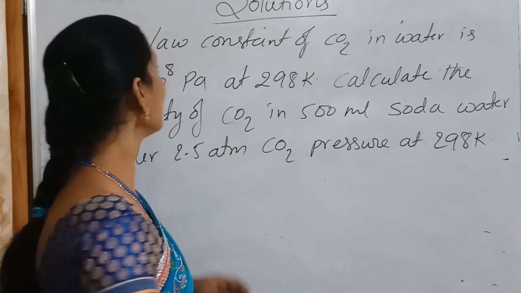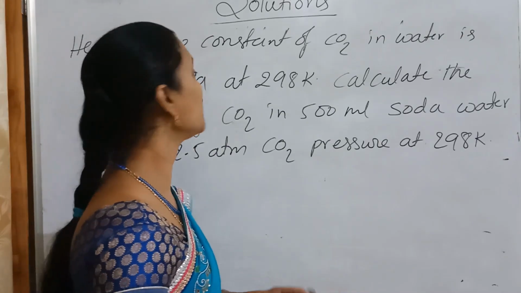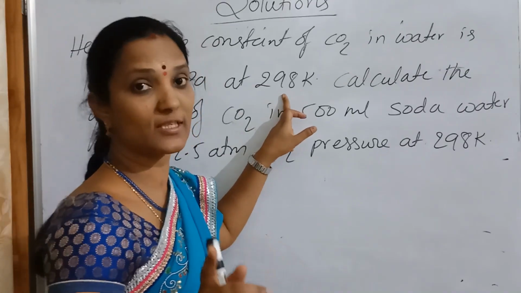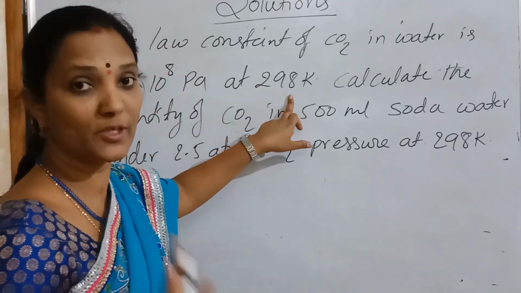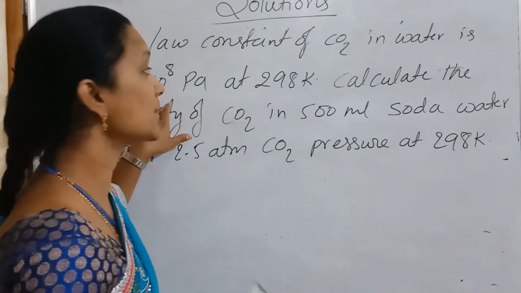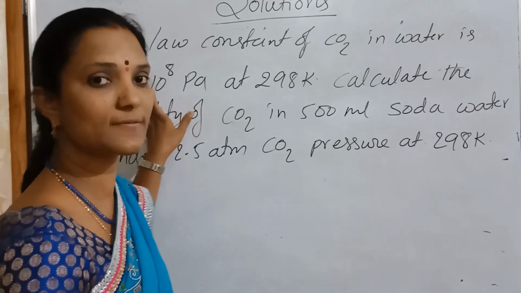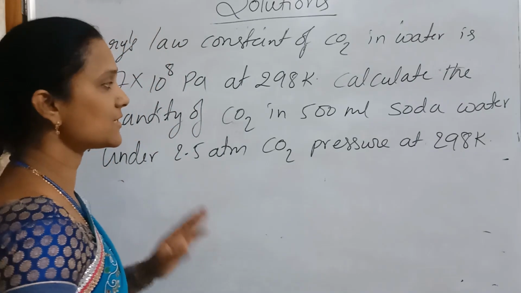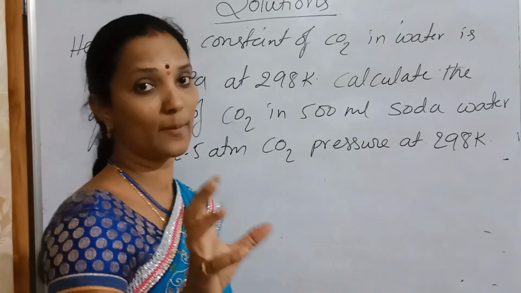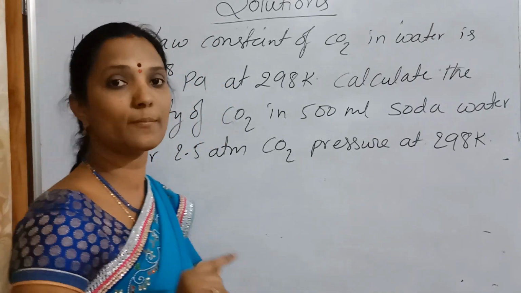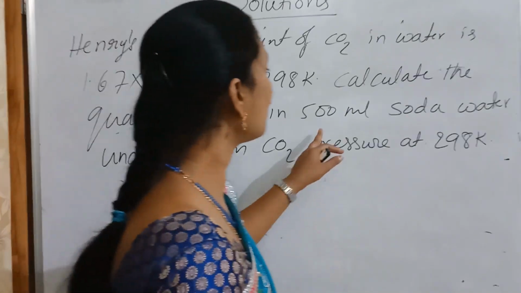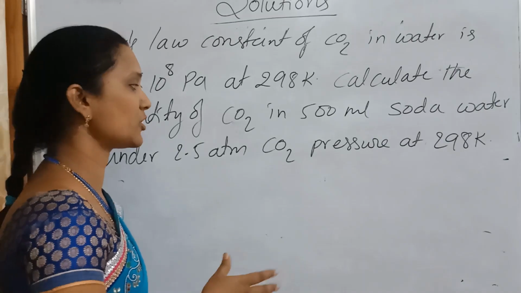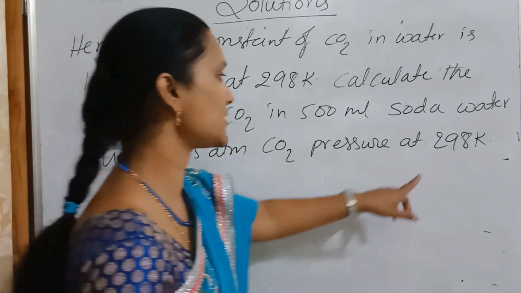So next problem. The next problem. Henry's law constant of CO2 in water is this much, in Pascal, given at 298. Observe this. At the temperature they will mention, because Henry's law constant depends on temperature. If the temperature changes, this value also changes. This is at 298 Kelvin. Calculate the quantity of CO2 in 500 ml of soda water. Quantity, the amount of CO2 they are asking, not number of millimoles, amount. And 2.5 atmosphere partial pressure of the CO2 also mentioned at the same temperature.